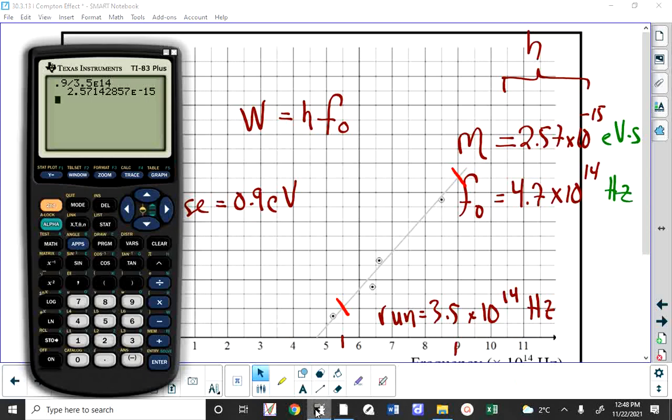I'm more comfortable just finding the work function in electron volts, and then converting it to joules. So if I multiply by 4.7 times 10 to the 14 hertz, I get a work function of this many eV. And make sure I get my conversions right, because I screwed that up this morning. I need to multiply by how many joules there are per eV for this to work. So I'm going to multiply by 1.6 times 10 to the negative 19. So I'm getting 1.9 times 10 to the negative 19 joules, roughly.